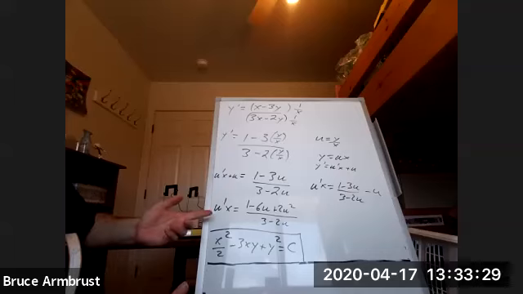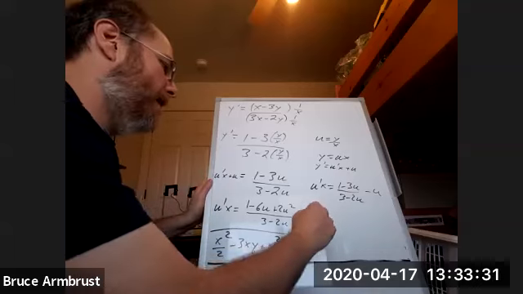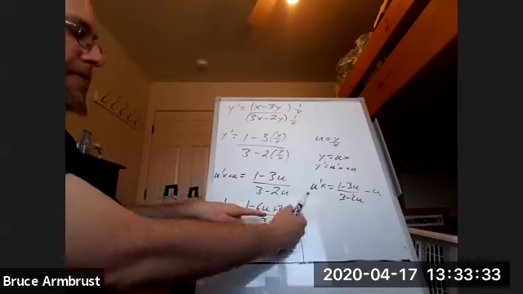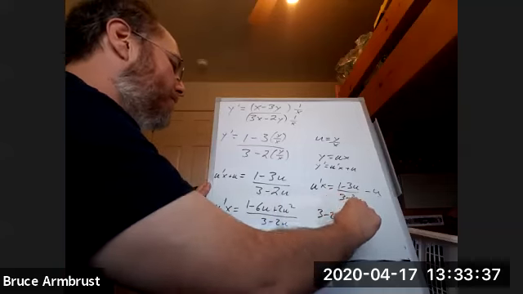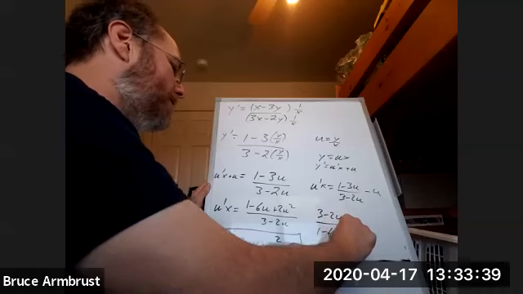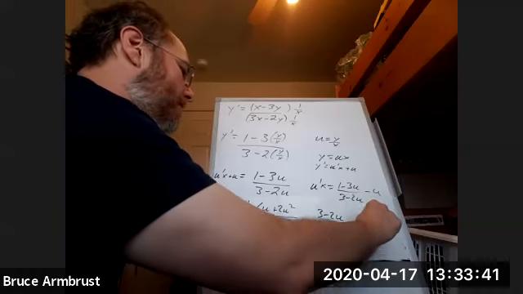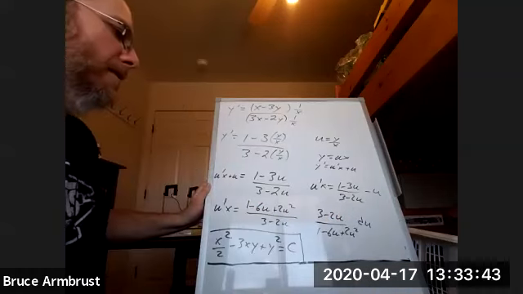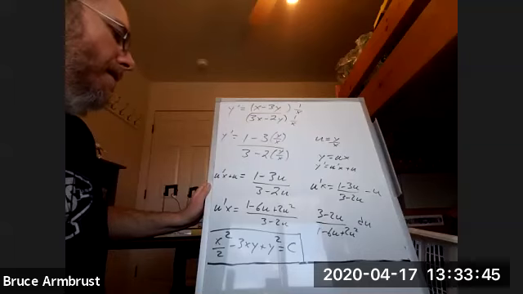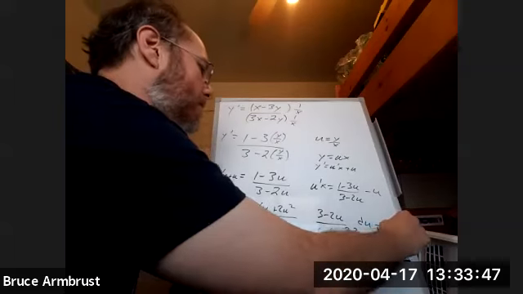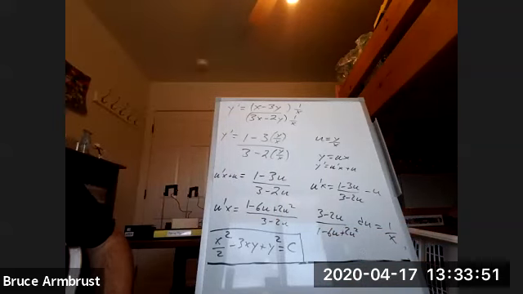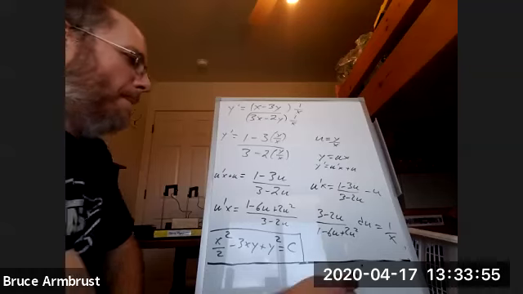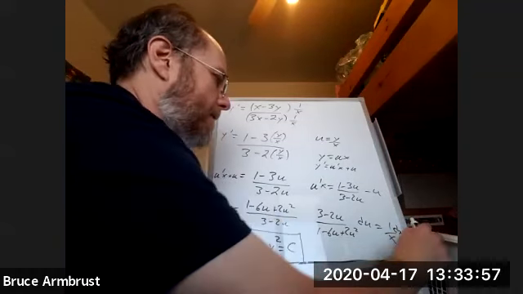And then we can separate. So I'm going to have to flip this over to bring it over. So I get 3 minus 2u over 1 minus 6u plus 2u squared du. And that's going to equal 1 over x dx.